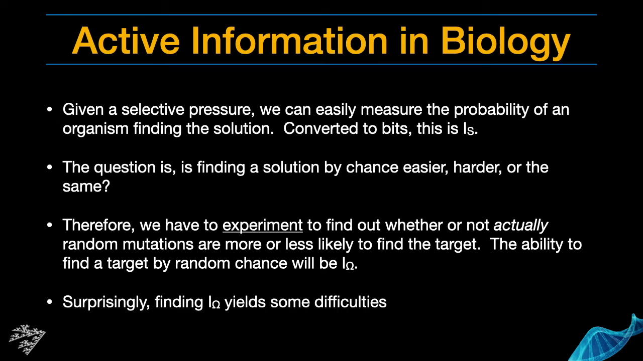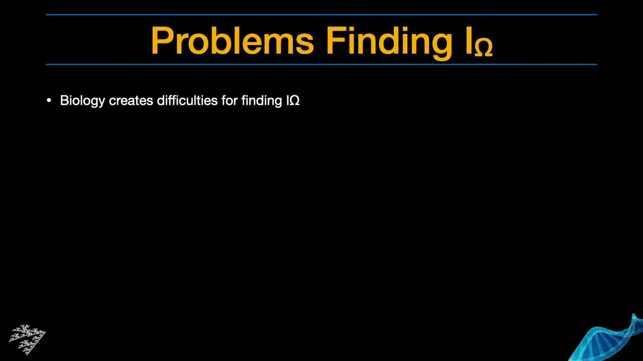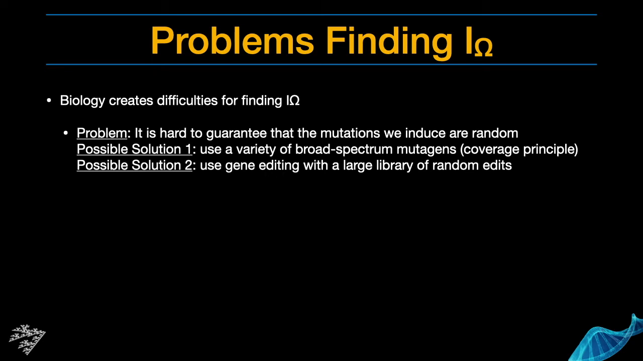Now, interestingly, there are quite several important difficulties in finding I omega. Biology itself presents several problems for finding I omega. The first problem is that it's hard to guarantee that the mutations we induce are random.